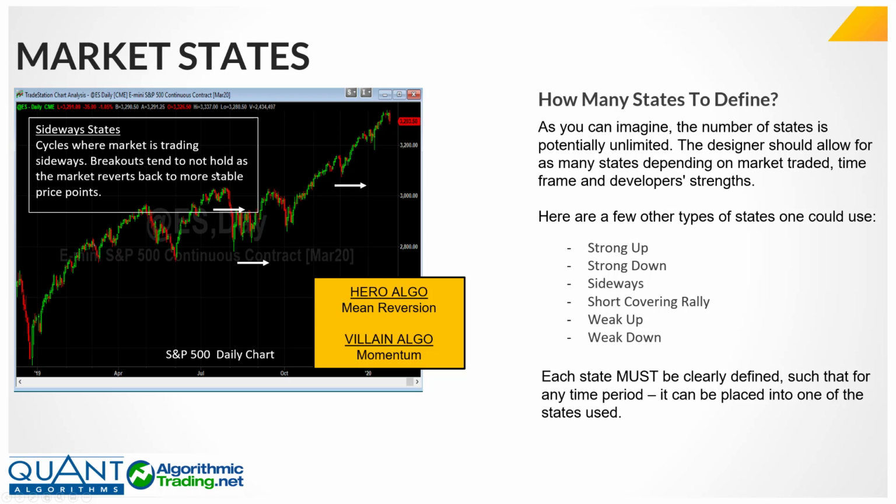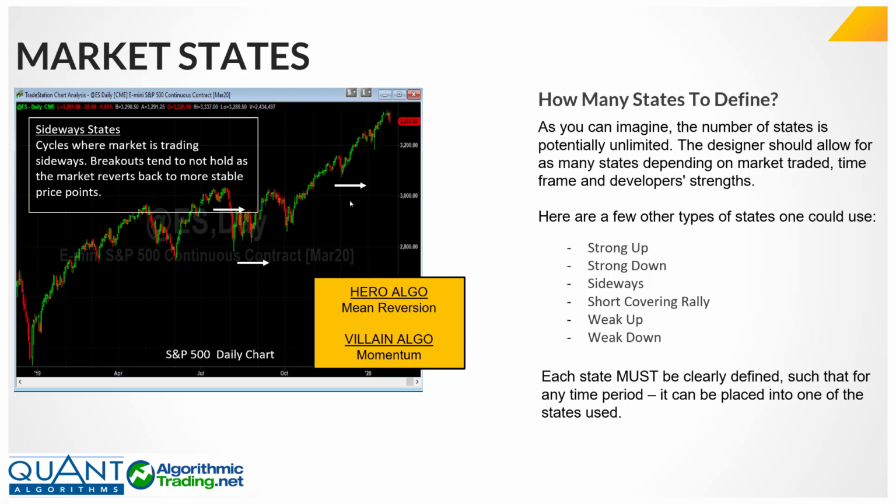A breakout algo would tend to not hold as the market would revert back to some more stable price points. So in this case, the hero algorithm would be a mean reversion, one where you are trading the range, where as soon as it gets close to this range, you would buy and then get out as it approaches the top of the range. The villain algo in this case, the one that doesn't do as well, would be a momentum algo, one where you're going in the direction of the trend only to be kind of whipped out of those trades as the market reverses.